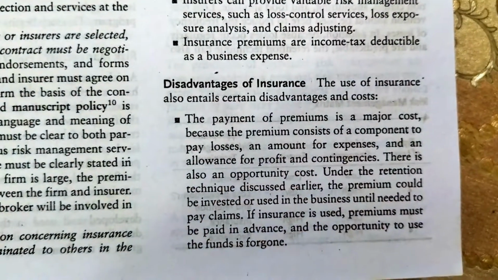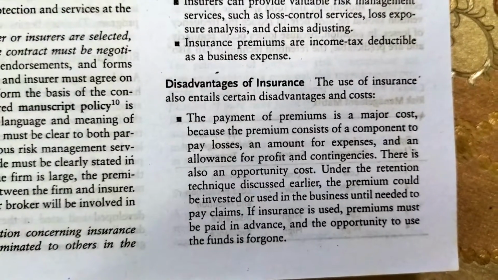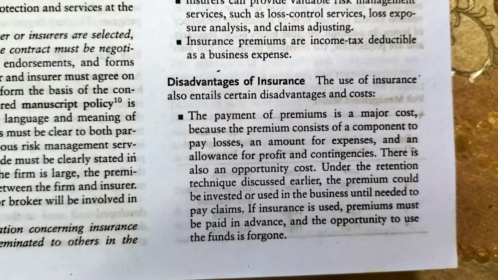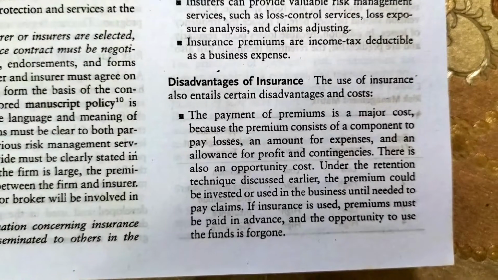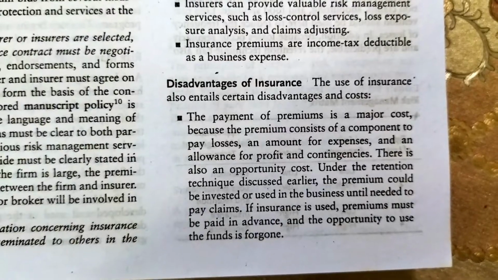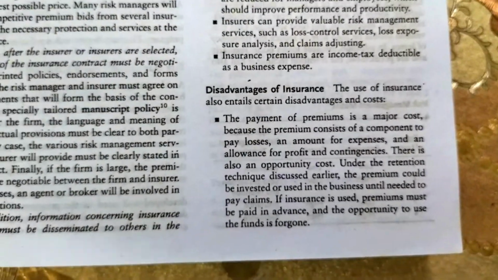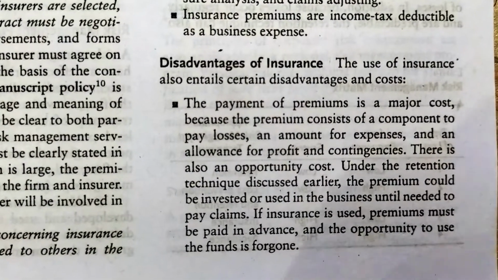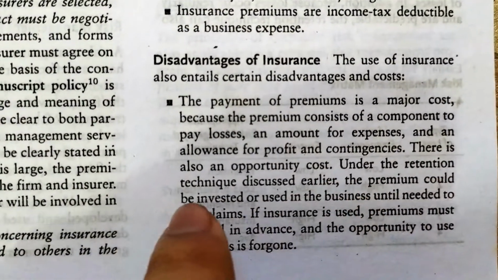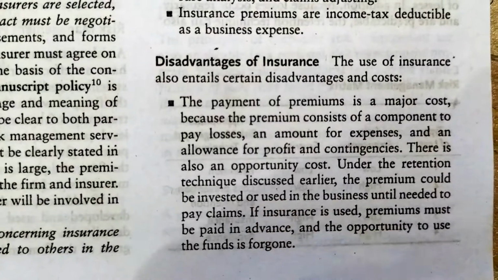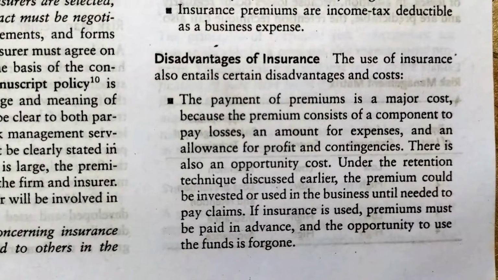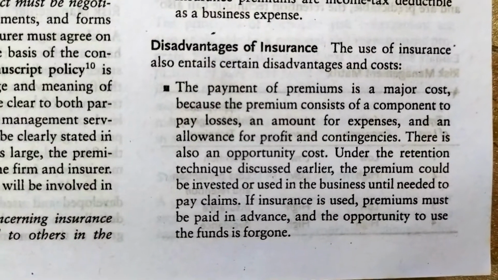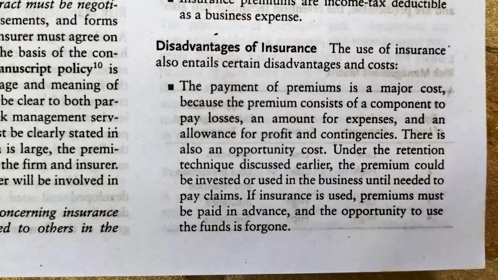The payment of premiums is a major cost because the premium consists of a component to pay losses, an amount for expenses, and an allowance for profit and contingencies. There is also an opportunity cost under the retention technique discussed earlier. The premium could be invested or used in the business until needed to pay claims. If insurance is used, premiums must be paid in advance and the opportunity to use the funds is forgone.